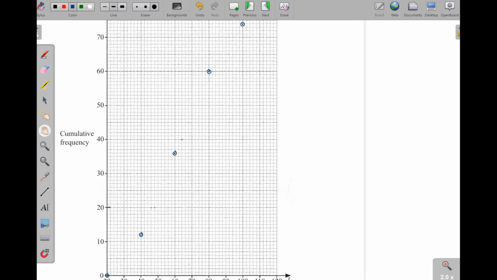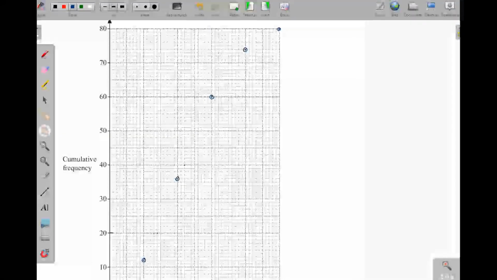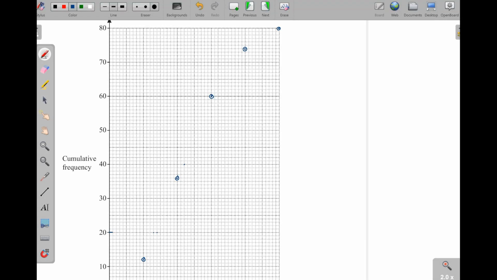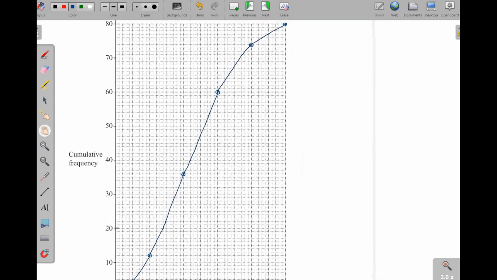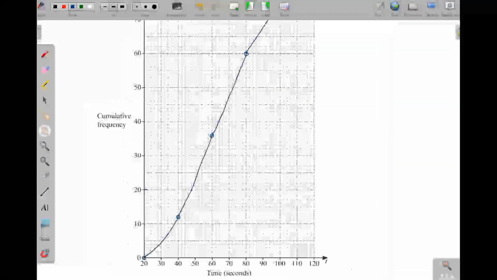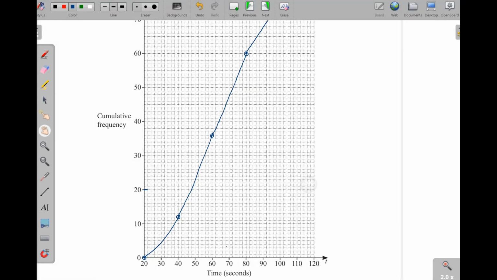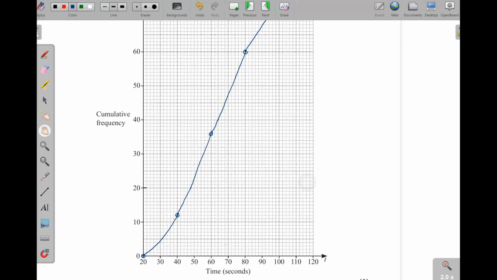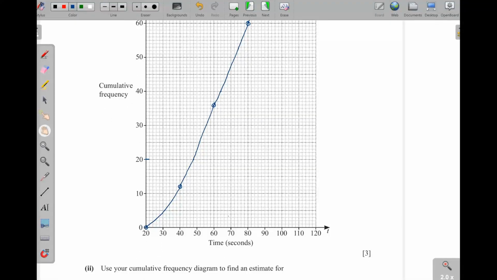And then we join those points to produce a smooth curve. Don't use a ruler, okay? Use a free hand. So that is our smooth curve. Then from there, we can actually use this one to find the median, the interquartile ranges, the deciles, the percentiles, number of students or adults who did what, whatever.